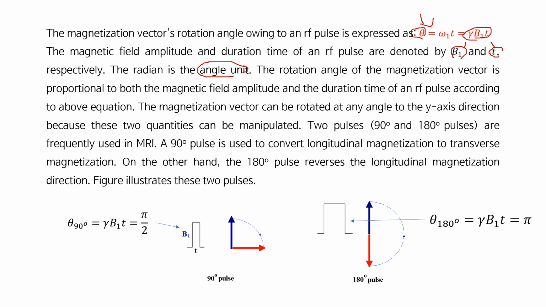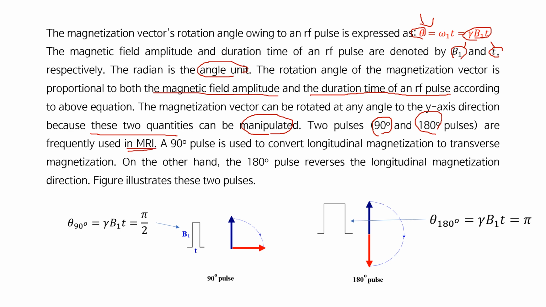The rotation angle of the magnetization vector is proportional to both the magnetic field amplitude and the duration of the RF pulse, according to this equation. The magnetization vector can be rotated to any angle toward the y-axis direction because these two quantities, B1 and t, can be manipulated. Two pulses, the 90-degree pulse and the 180-degree pulse, are frequently used in MRI.